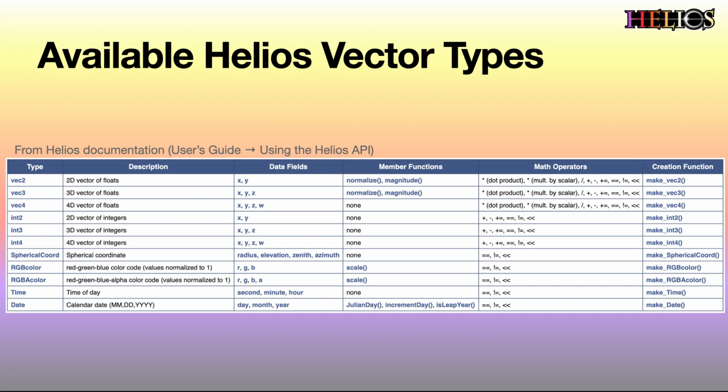Same thing with the divide sign. We can add two of them together. We can subtract them. We can increment all of their values. We can test whether two of them are equal to each other with the double equals, similar as not equal. And then this double angle bracket is for printing them out to the command line. And then we have our creation function, that make underscore, as we talked about previously.